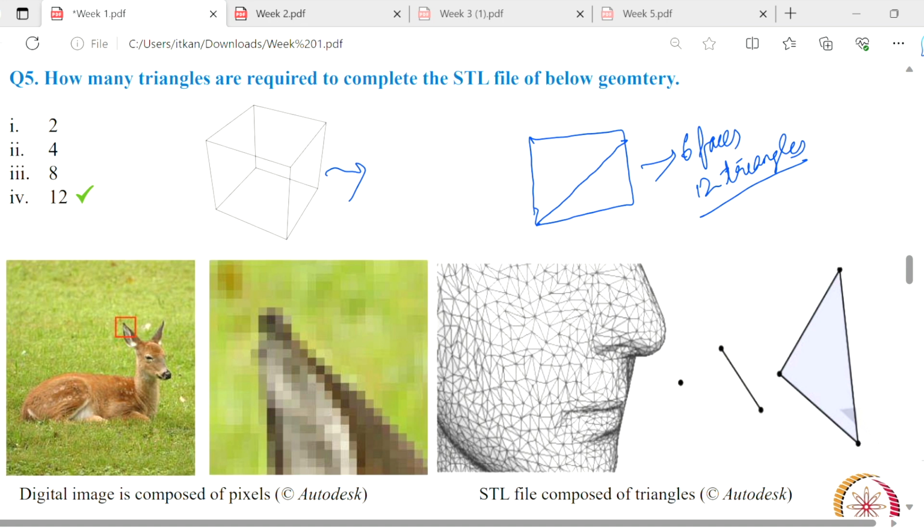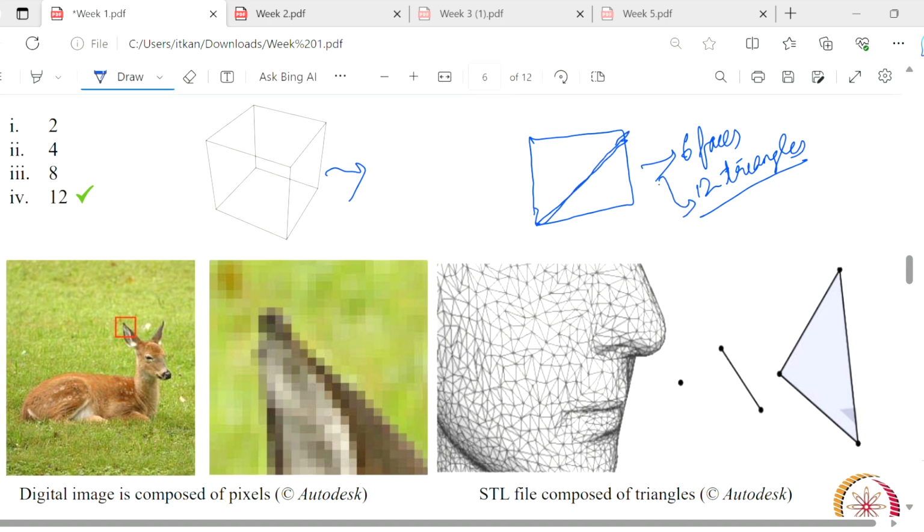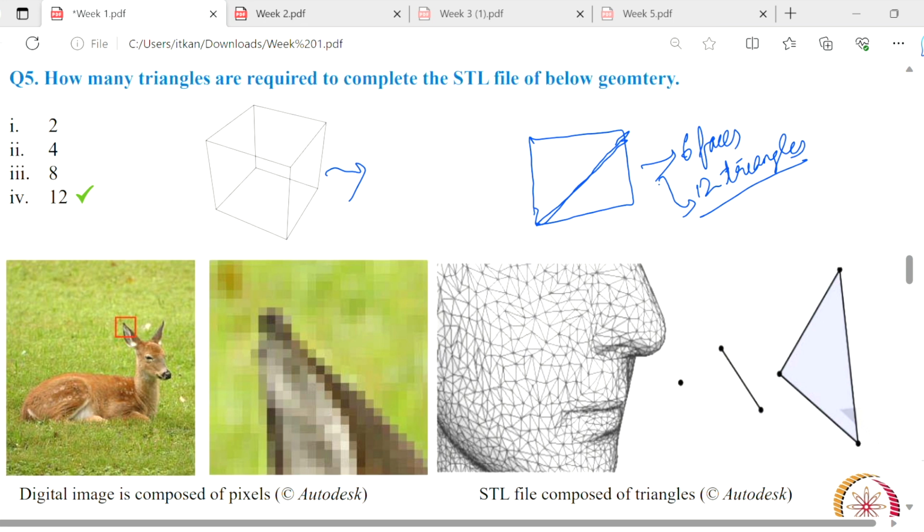Okay. Now this cube has six faces and each face can be divided into two triangles. So in total it becomes 12 triangles. You can use more than two triangles per face, but this is the minimum number. So this is the minimum.